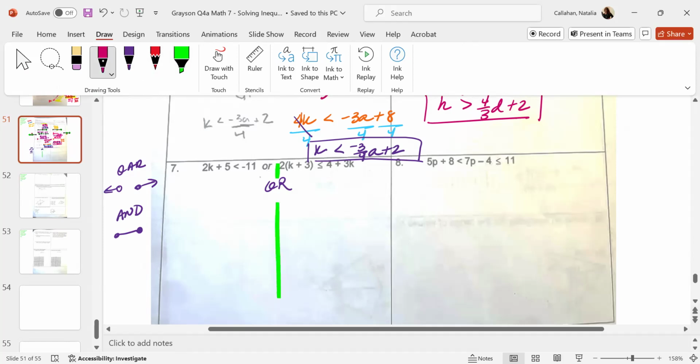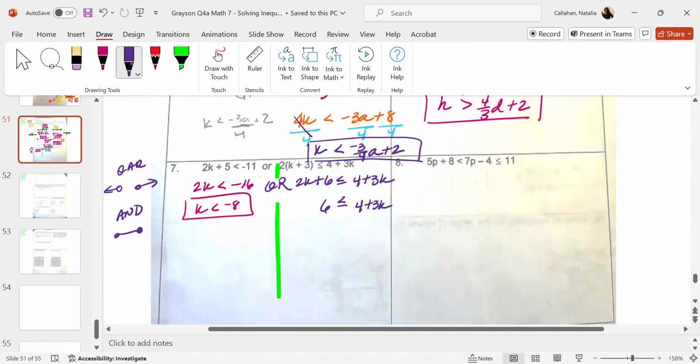There are 2 different equations, right? The first equation is easy: you get 2k is less than negative 16, so k is less than negative 8. That's your first one. For the second one, you have to distribute. You move the 2k over to the right side because that's the smaller one. So you get 4 plus 1k, not 3k, because 3 minus 2 is 1, minus a 4. These are your 2 answers. Go ahead and show me how you got those.